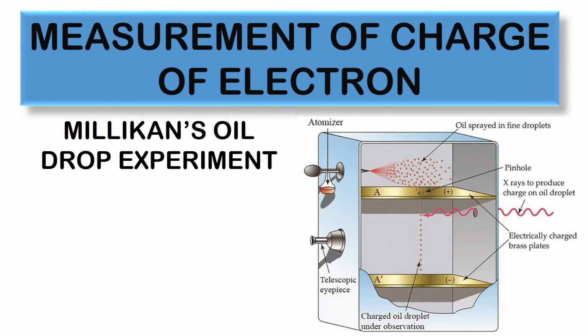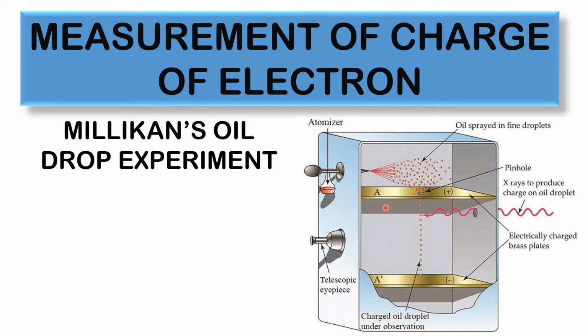Millikan was able to determine the charge or measure the charge on electrons through his oil drop experiment. The experiment was actually performed by his student. So the experiment was done in this chamber. It's a cross section of the Millikan oil drop chamber, and you can see in this chamber that it has two plates, plate A and plate A prime.